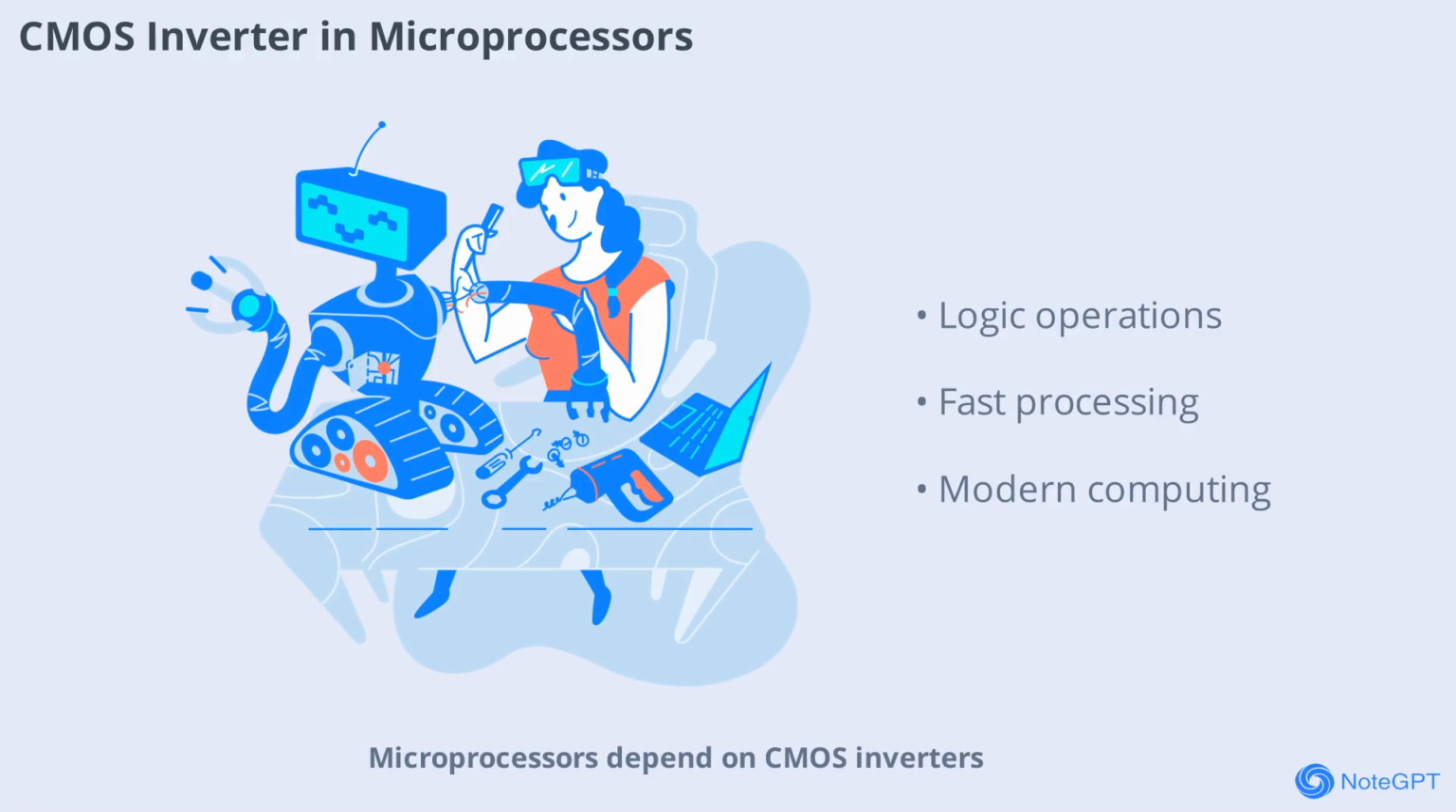Microprocessors depend on CMOS inverters for logic operations and signal routing. Their speed and efficiency enable complex computations and fast data processing. We'll discuss how inverters are integrated into microprocessor design and their role in modern computing.